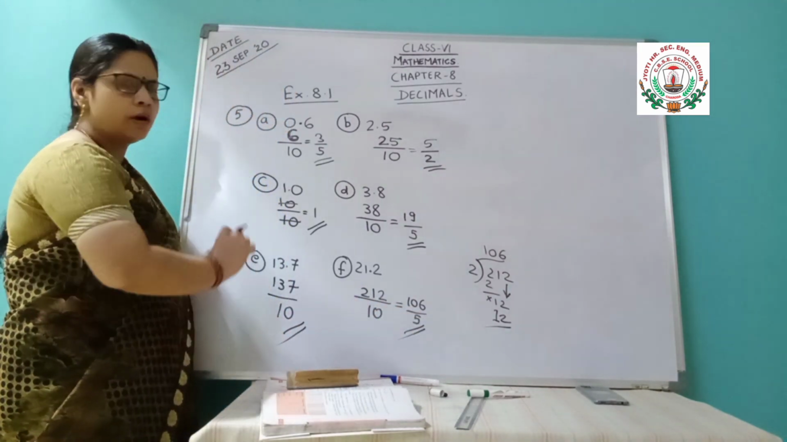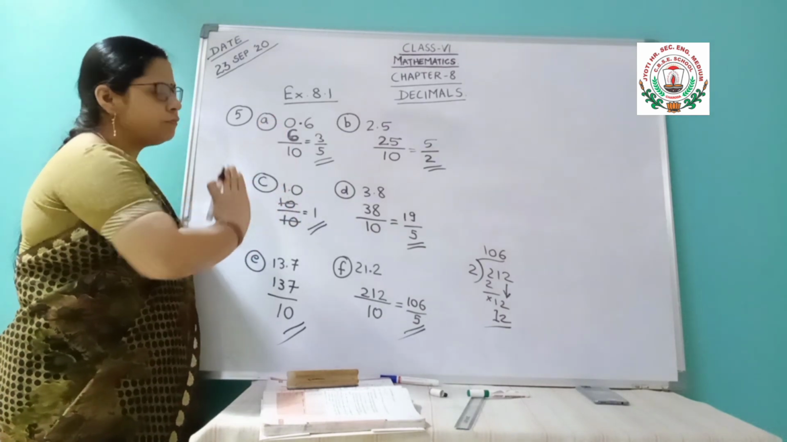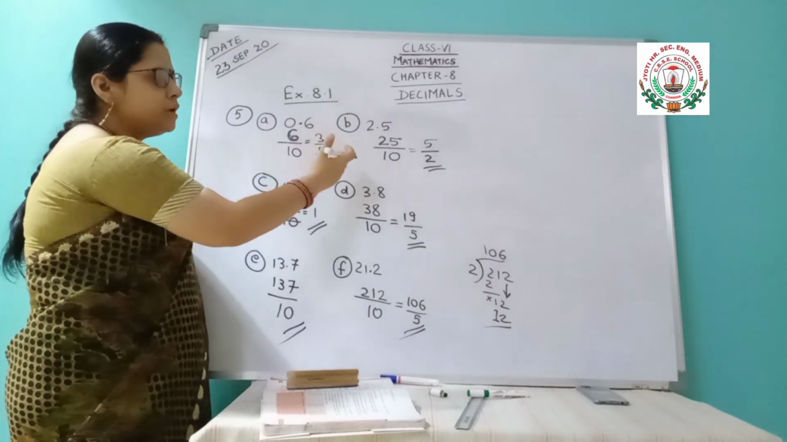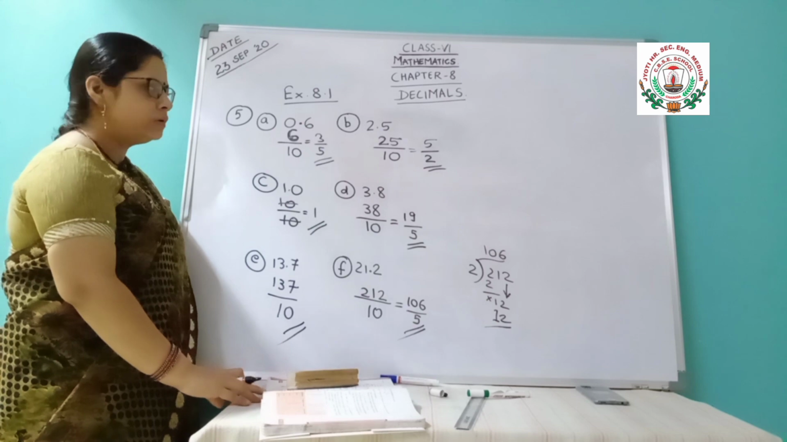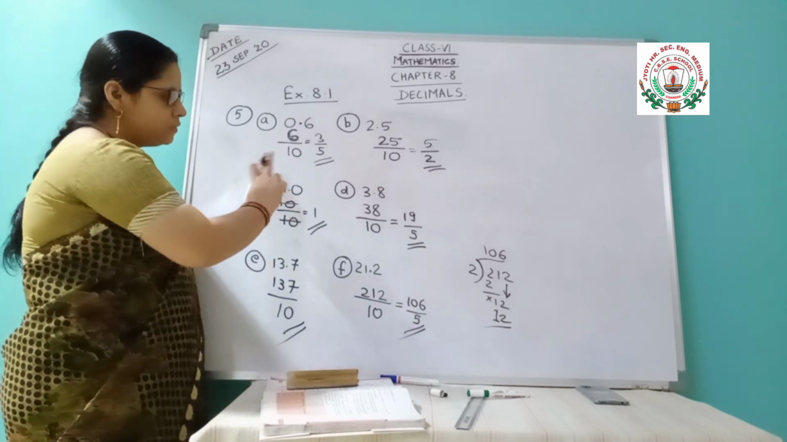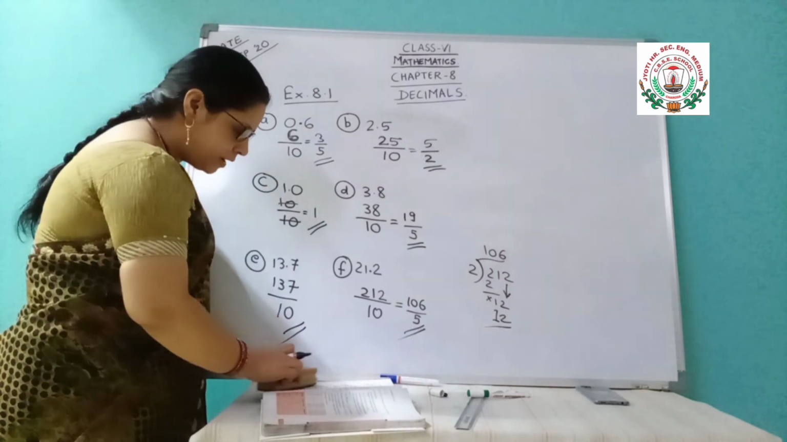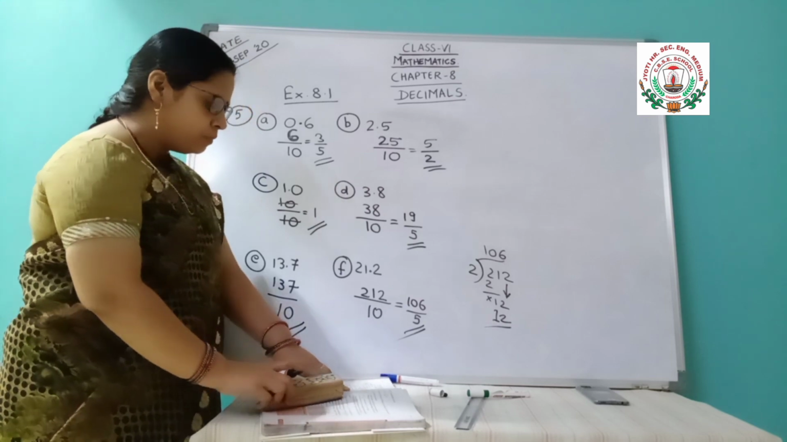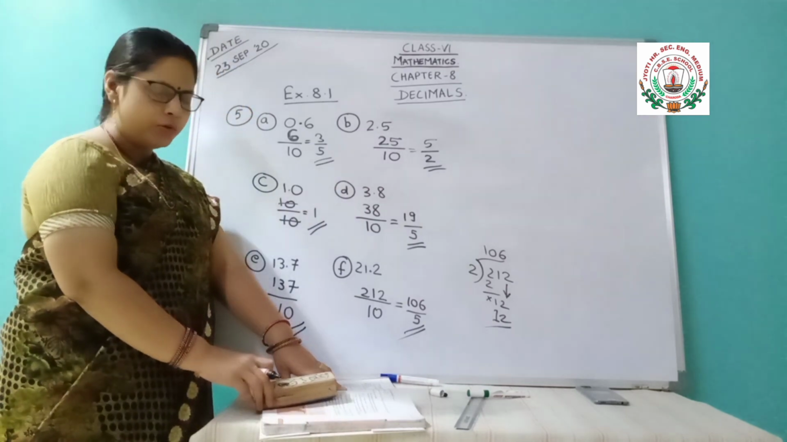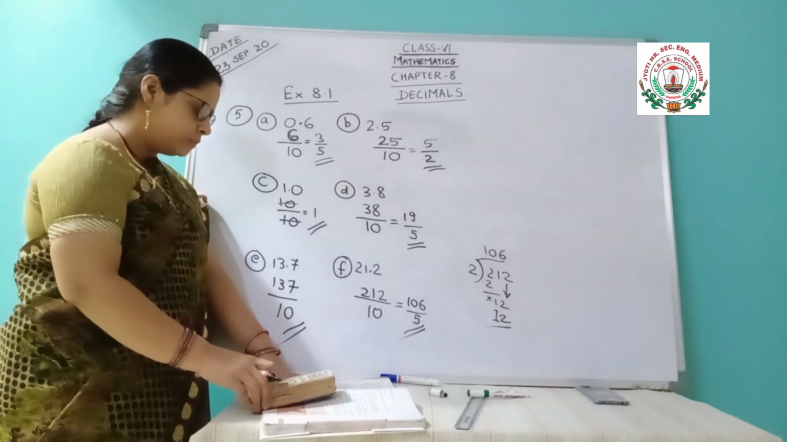So, understood how we are converting this into fractions and then converting it to the lowest form, or the simplest form, you can say. So here A, B, C, D, E, F, up to F I have explained. One more question, G part, is left out, that you will practice on your own.